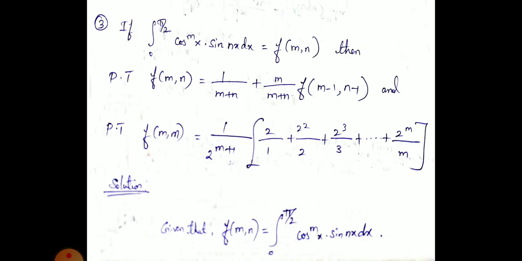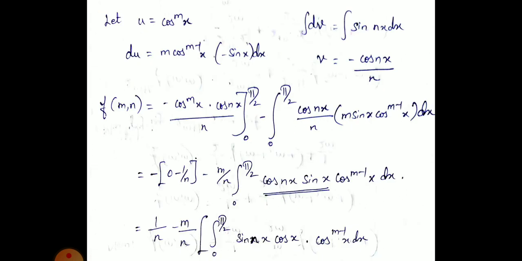Next we are going to see one 10-mark question. It's also very, very important. Just go through it. If the integral from 0 to pi by 2 of cos^m x sin nx dx equals f(m,n), then prove that f(m,n) equals one term they have given, and f(m,m) equals another term they have given. So two things we are going to prove, but the given condition is f(m,n) equals the integral from 0 to pi by 2 of cos^m x sin nx dx.